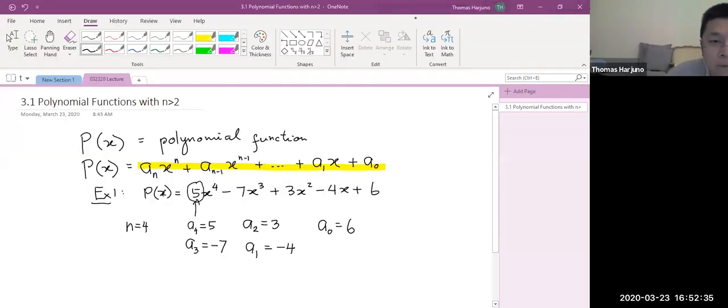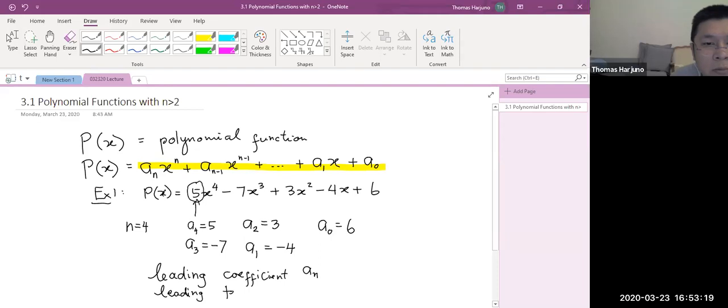Okay, now, give me a second. Where is my... okay, here you are. Now, the leading coefficient is a sub n. In this case it's 5. Now the leading term is a sub n x to the n. So in this case here, the leading term is 5x to the 4th.